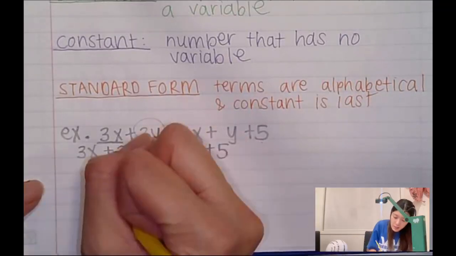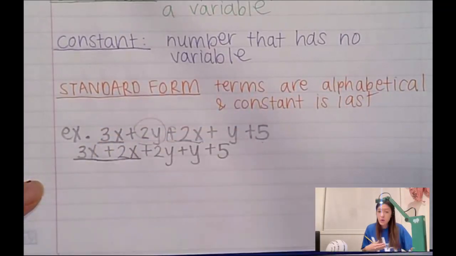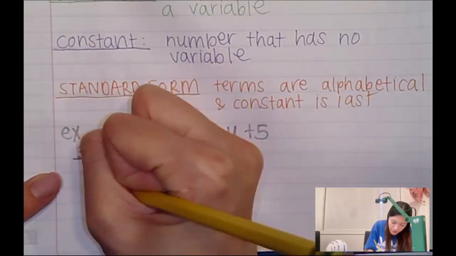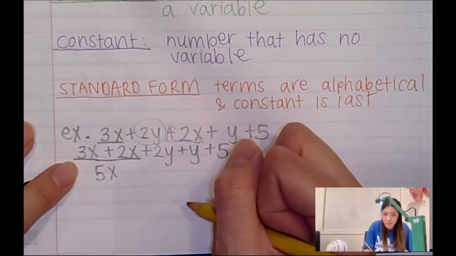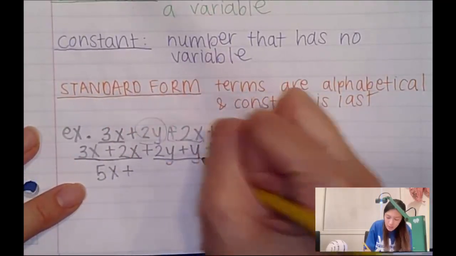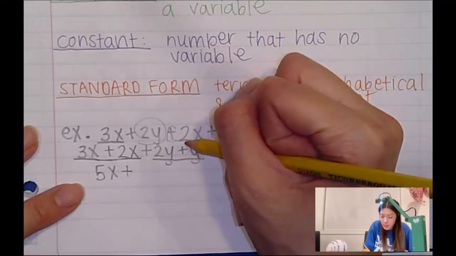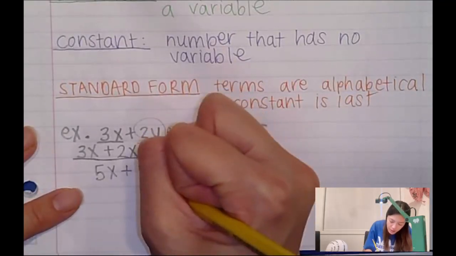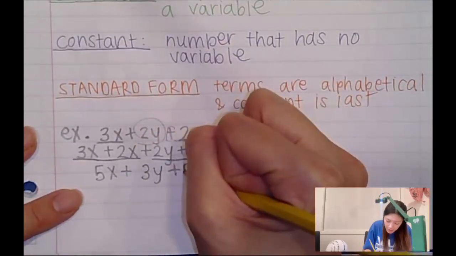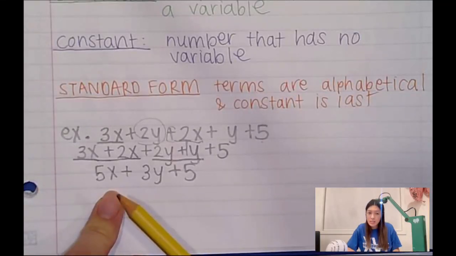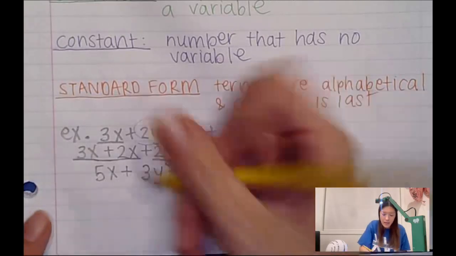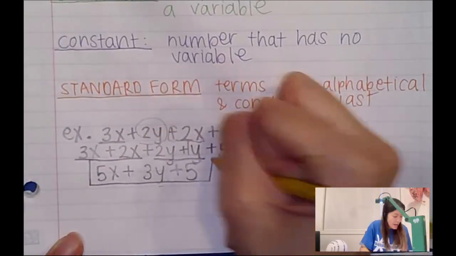Now I'm going to combine my like terms. Again, I like to go step by step, and I want to see that you are also doing it step by step. 3x plus 2x is 5x, plus 2y plus y. If I don't have a coefficient, this is the same as saying it's 1y. So 2y plus 1y is 3y, plus 5. I want to double check to make sure it's in standard form. In the alphabet, x does come before y, so this is alphabetical. My constant is last. I have no more like terms, so that is my final answer.